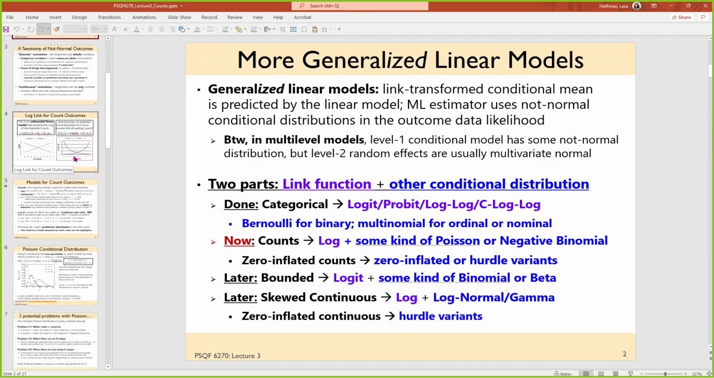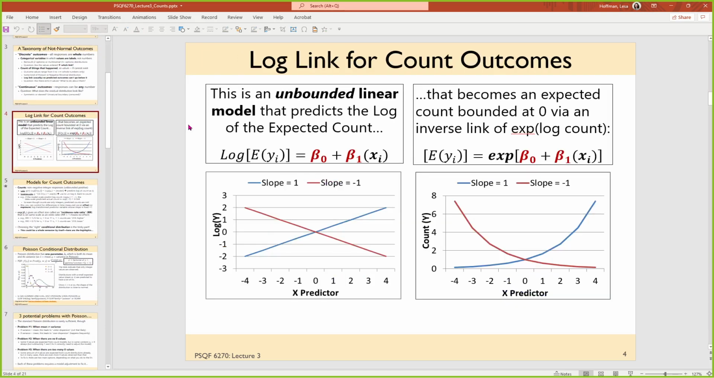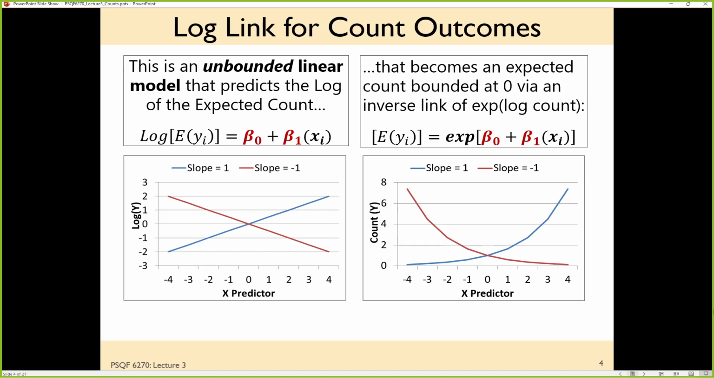So counts, the big deal with counts is that, yeah, we're on slide 4. Let's start there. The big deal with counts is that they can't go negative. Because of that lower boundary, we need a link function.